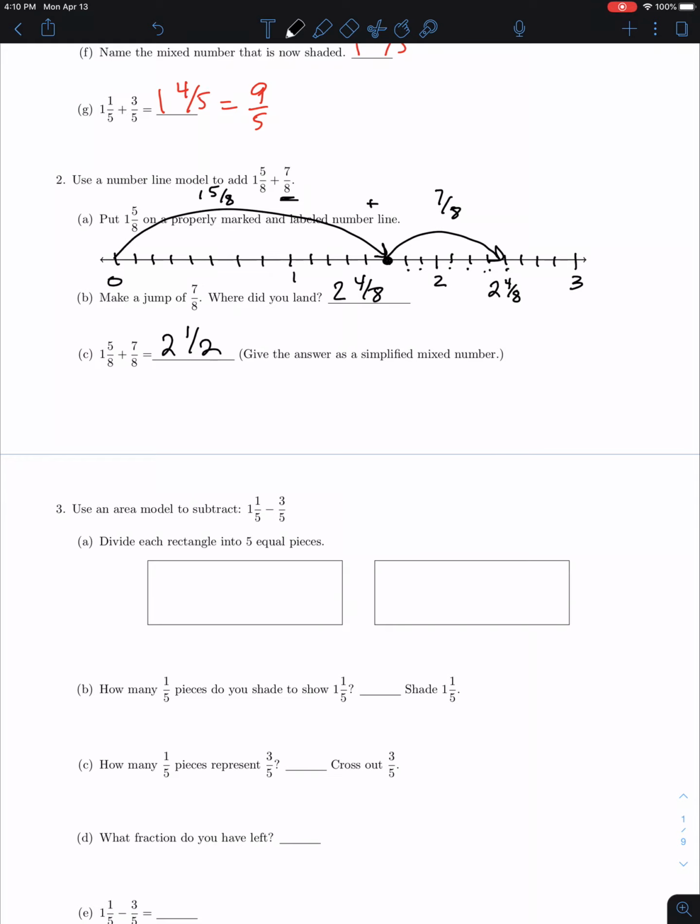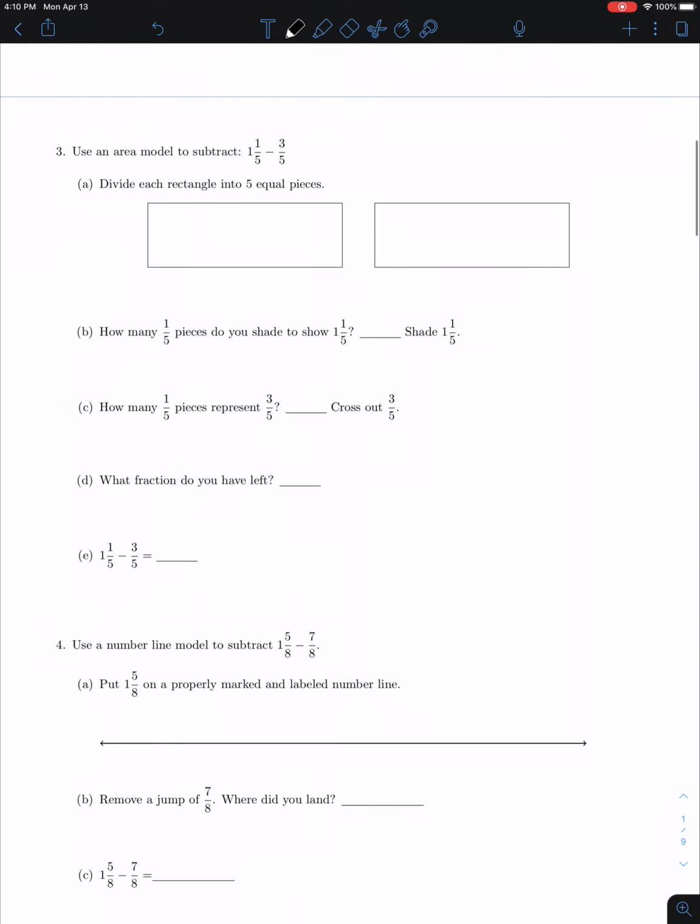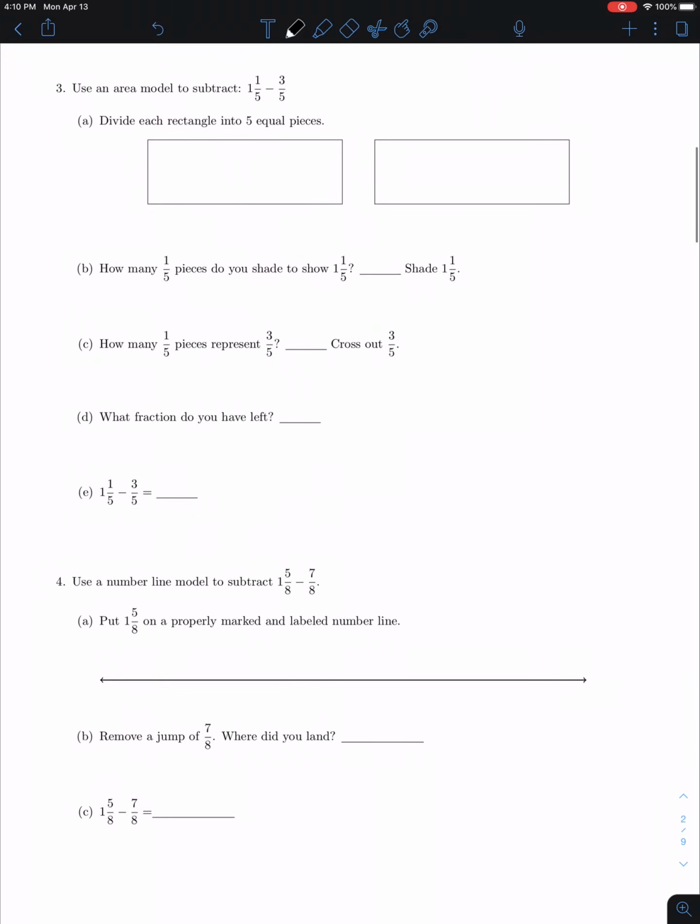All right, very good. So now what we want to do is repeat the same process, but this time we're going to use subtraction. So again, still common denominator, so it makes life a little bit easier, but now we're going to subtract. So in this case, we want to subtract 3/5 from 1 1/5. So again, since they have a common denominator of 5, first thing we want to do with the area model is break this up into 5 chunks.